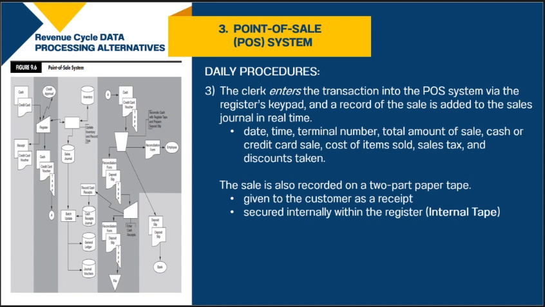And in this, the sale is also recorded in a two-part paper tape. One copy is given to the customer as a receipt, and then the second copy is secured internally within the register and the clerk cannot access it. So this internal tape is later used to close out the register when the clerk's shift is over.